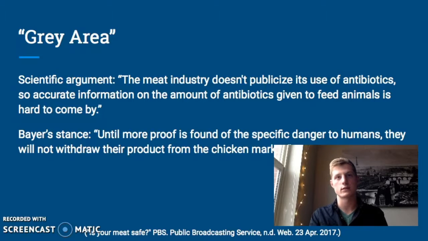It's extremely difficult to determine if any of the research being done is truly unbiased, and it's even more difficult to gain accurate numbers for research purposes. According to an overview done by PBS, the meat industry doesn't publicize its use of antibiotics, so accurate information on the amount of antibiotics given to feed animals is hard to come by. The lack of information causes scientists to resort to estimations rather than concrete reports. The meat industry then cites these estimations as inconclusive, but refuses to produce the information necessary to make these reports accurate. Bayer's stance is actually, until more proof is found of the specific danger to humans, they will not withdraw their product from the chicken market.